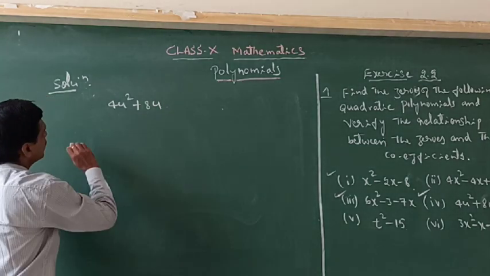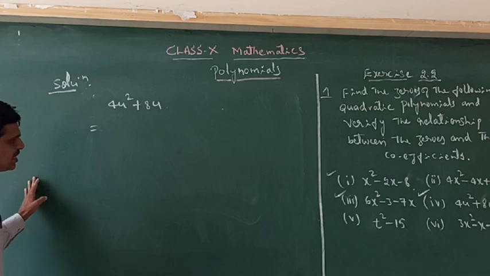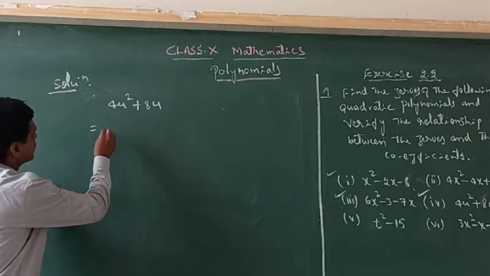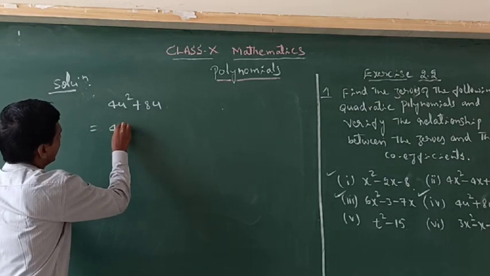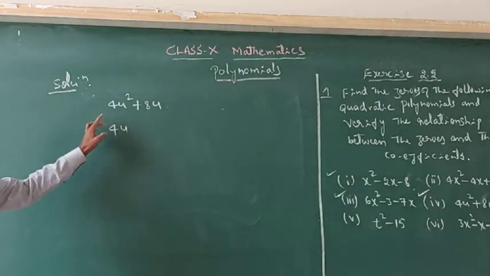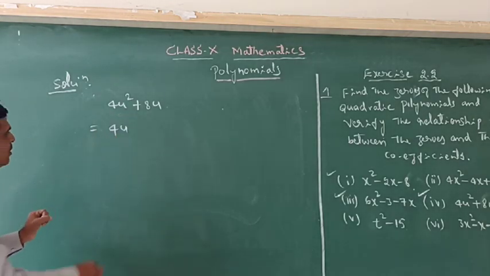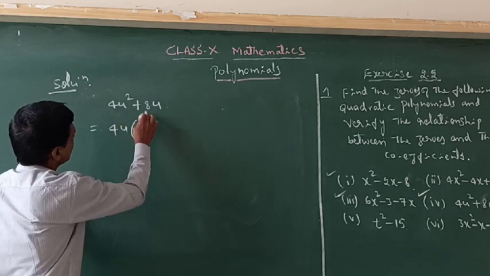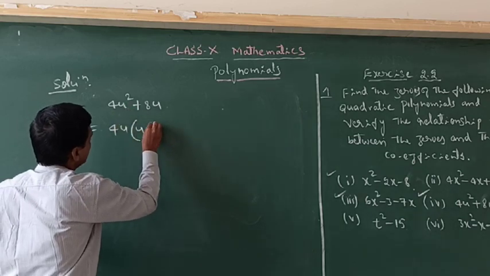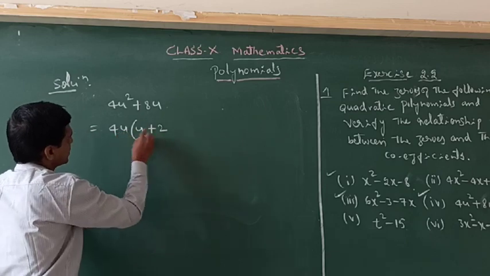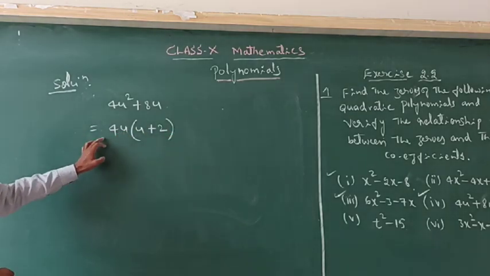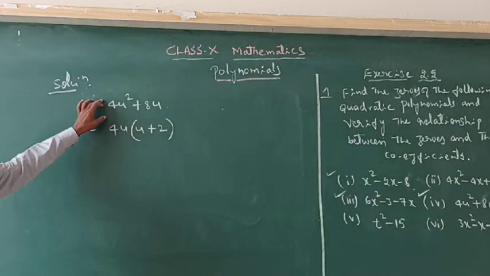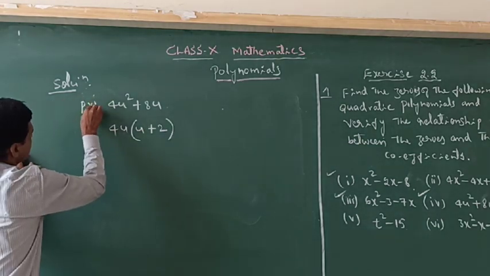So now simplify, means take the factor forms. Here 4 is common, again u is common. 4 and u are the common factors. So what is left now? 4 can cancel, only u left. Next, 8 divided by 4 is 2, u cancels, so u plus 2. Consider these are the two factors of the given polynomial p of x.